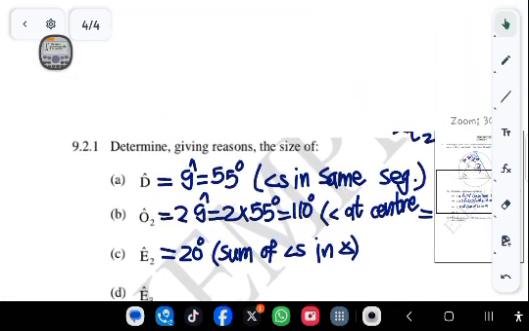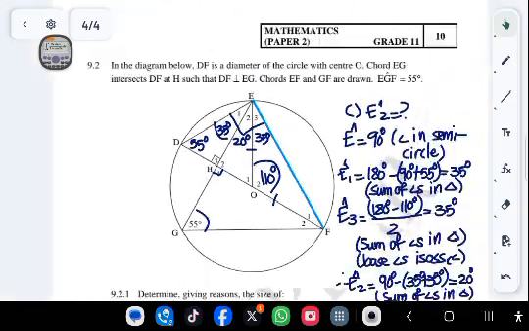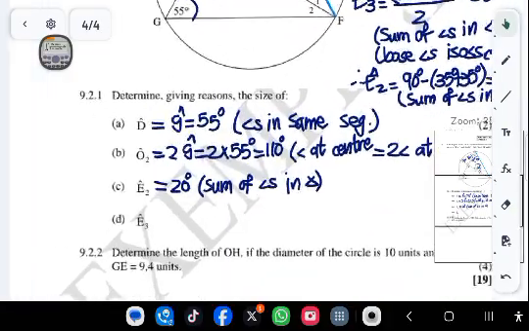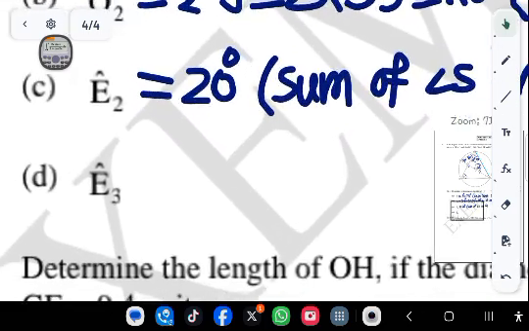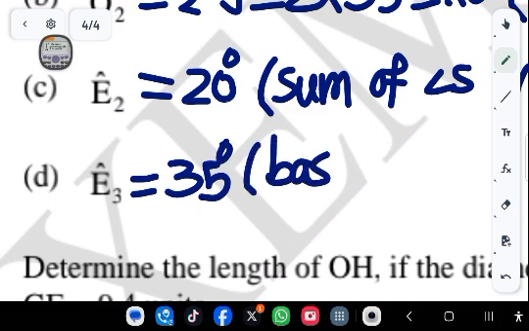Next, let's look at angle E3. Oh, angle E3, we just found that. Angle E3 equals 35 degrees. You can just say base angles isosceles triangle.